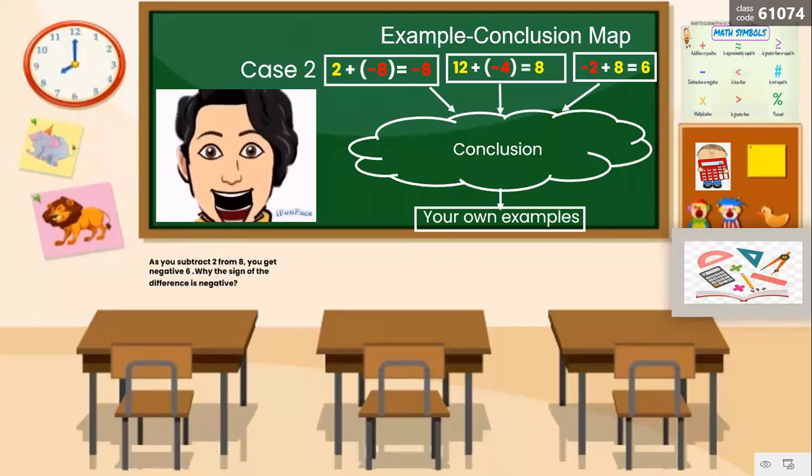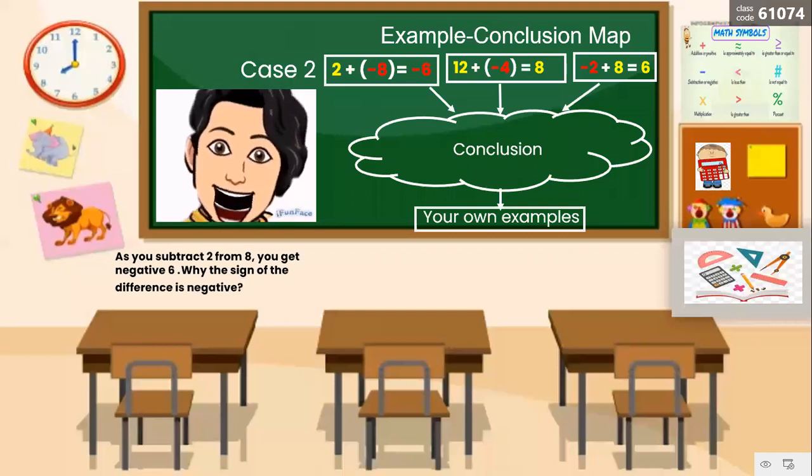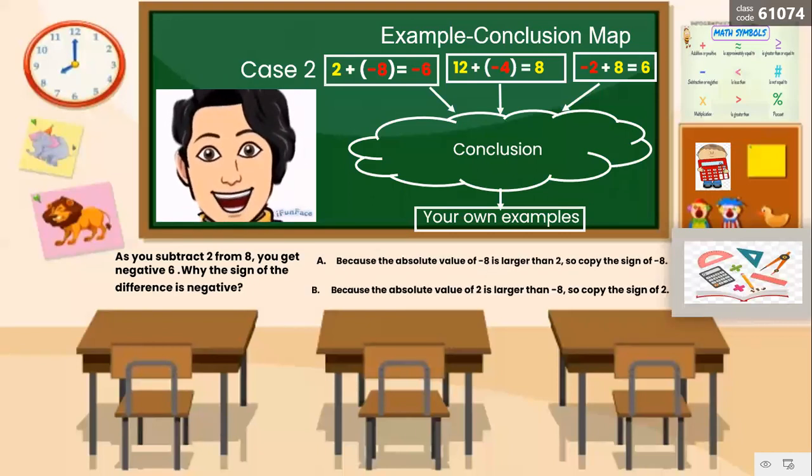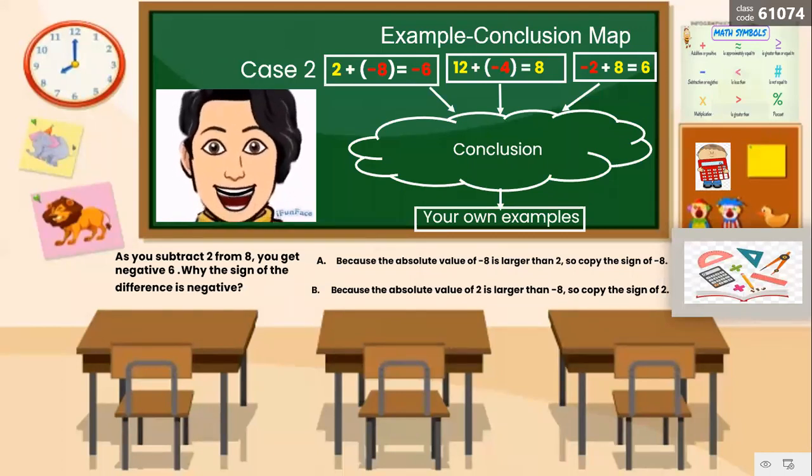In example 1, as you subtract 2 from 8, you get negative 6. Why the sign of the difference is negative? Is it A or B? Okay, very good. That is letter A. Because the absolute value of negative 8 is larger than 2. So copy the sign of negative 8.